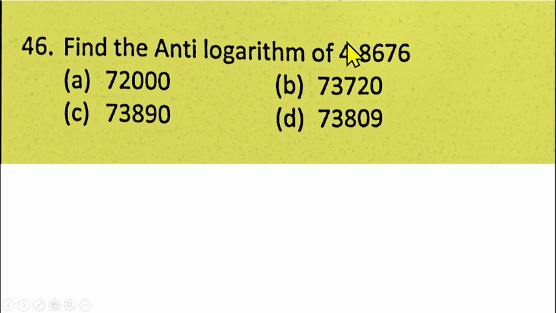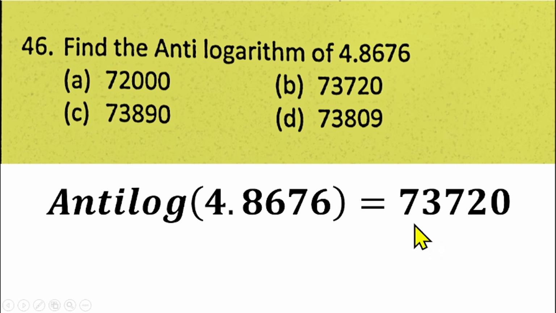Then you now go to your characteristic here. You add 1 to the 4, that gives us 5. You now move the decimal point from 0 point, you move the decimal point 5 times to the front. And then that should give us 73720, which is option B.